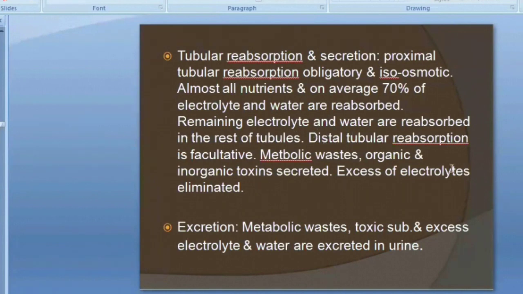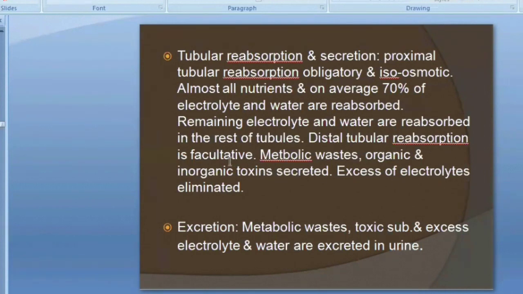Distal tubular reabsorption is facultative. Facultative means under the influence of hormones. This varies and it depends on the osmolality of the glomerular filtrate. Is it clear? This is variable and under the influence of hormones, for example, aldosterone, ADH, atrial natriuretic peptide.